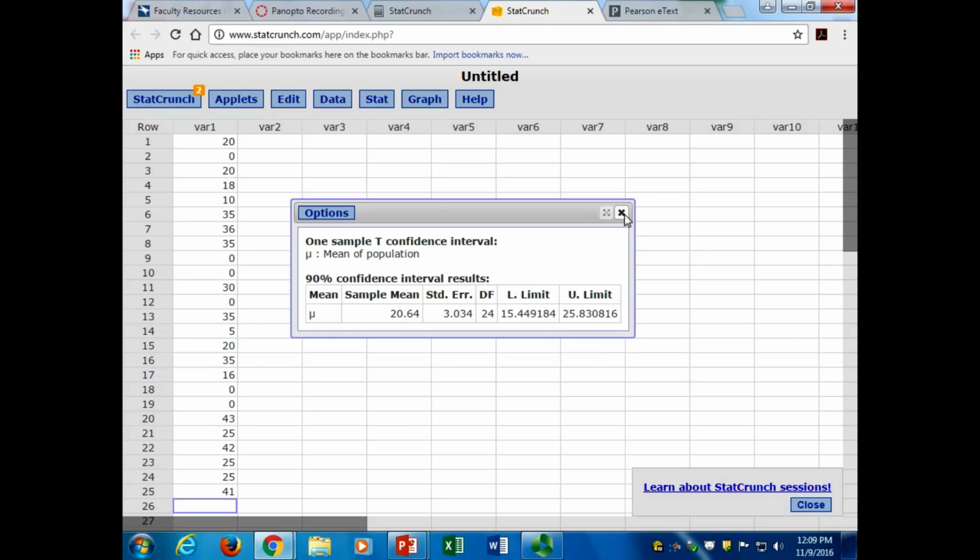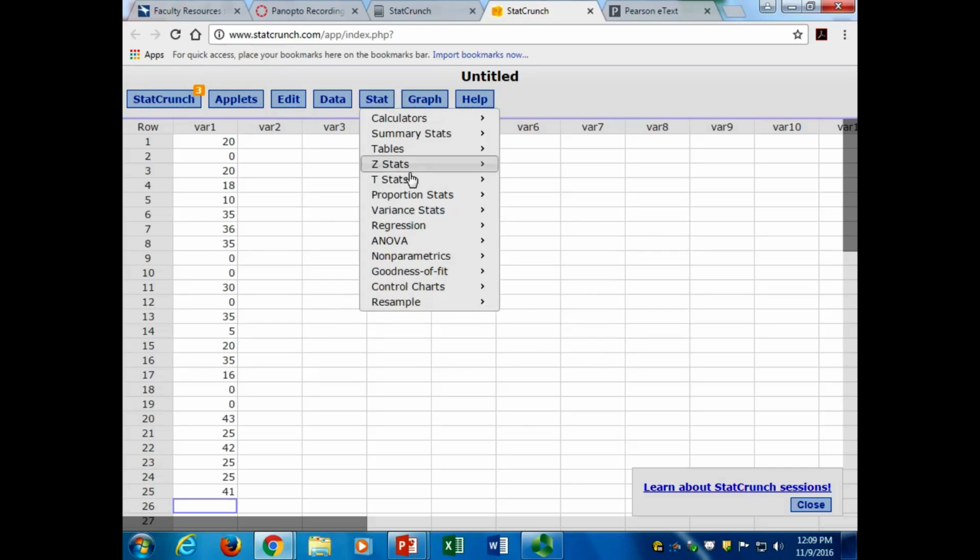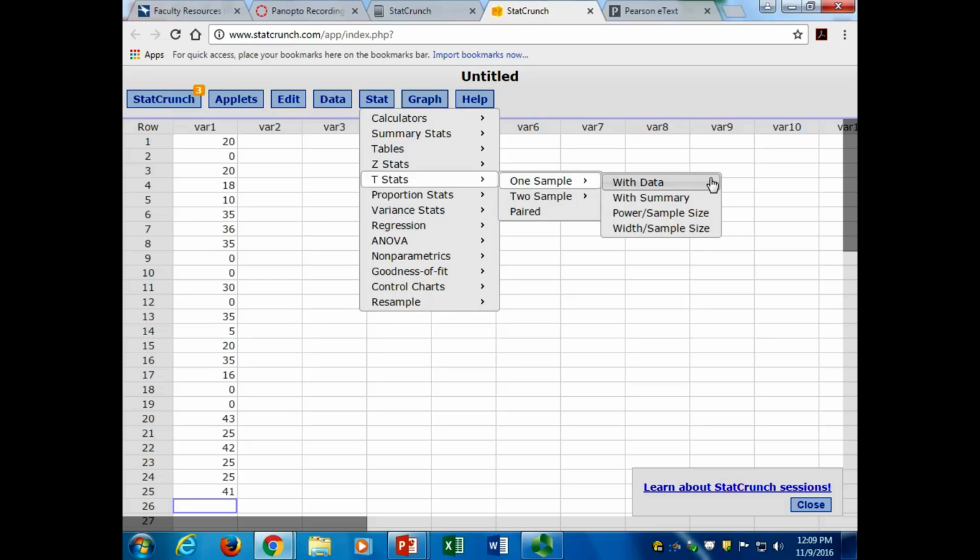So you just have to choose in T-stats one sample: do you have the raw numbers? Like, if you're in a homework assignment and you open the table in StatCrunch and you have the raw data, the actual numbers, then you would say with data. If StatCrunch doesn't give you the raw data, it just gives you the summary statistics like mean and standard deviation, then you can just pick with summary.